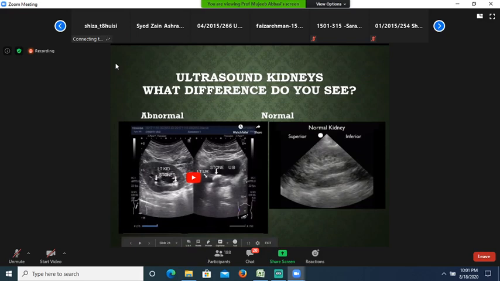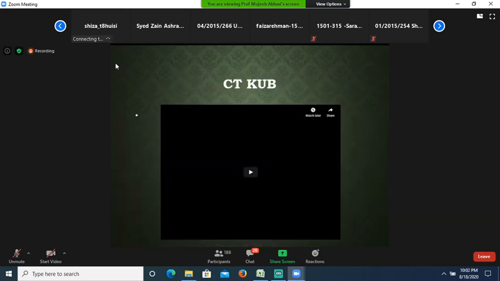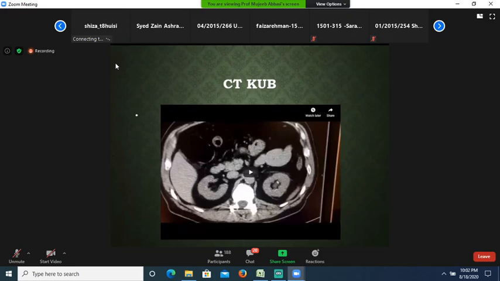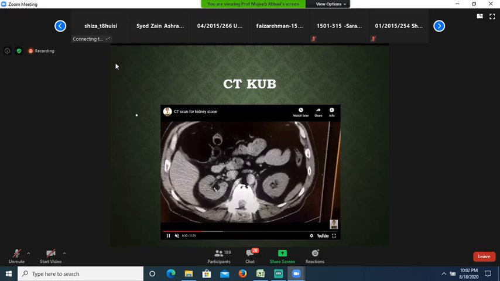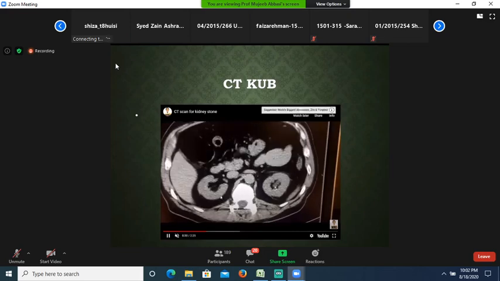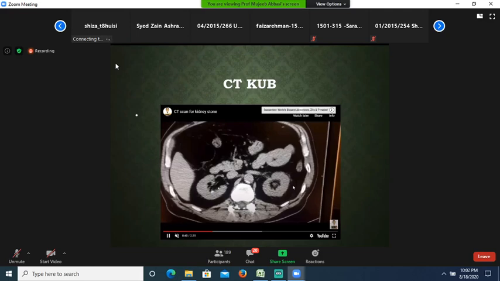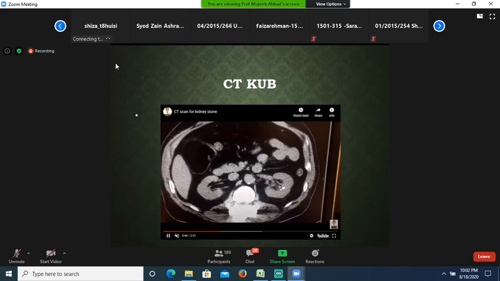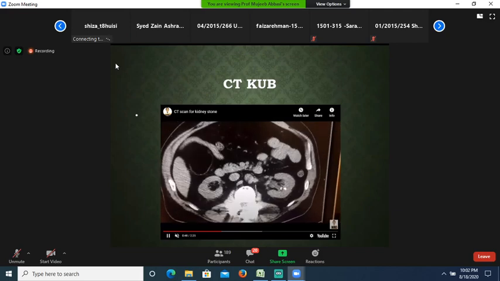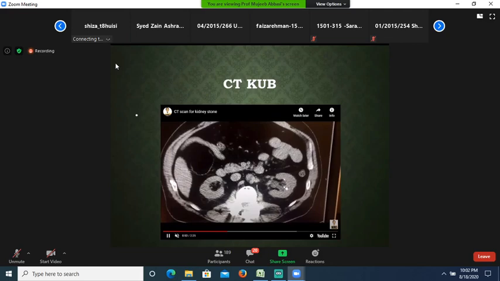That's a CT KUB. CT KUB is for kidney, ureter, bladder. Now this CT will again be looking at the same thing, but it's more precise. You can see this hydronephrosis there, and this should be all jet black. There shouldn't be a gunge like that. So that's one stone there in the kidney, and that's another stone on the left side. You can see this one, and this is holding it up. This is hydronephrosis.